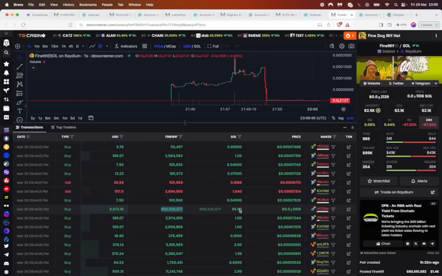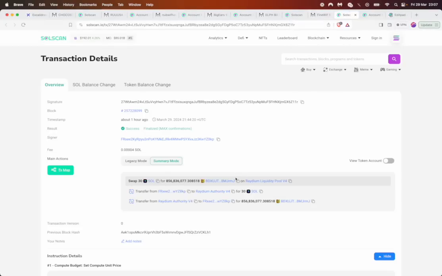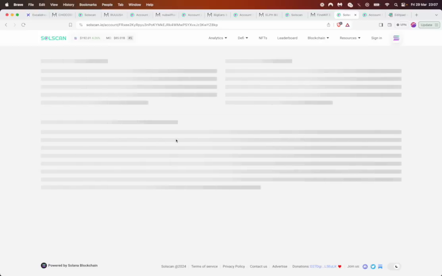For 30 Solana, I mean, if you think about it for a second, who, if you don't own this token, if you're not an insider, would spend this kind of money? 30 Solana now, I believe, is like $6,000. Why would you spend $6,000 unless you're a developer insider? Let me open here. Let me show you what they do. So you see, he swapped, he bought. Let's check it out.